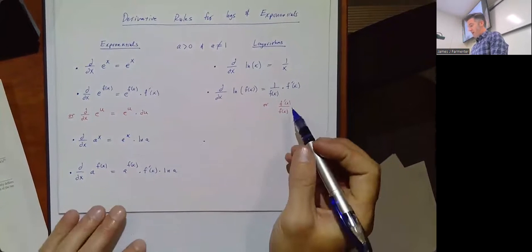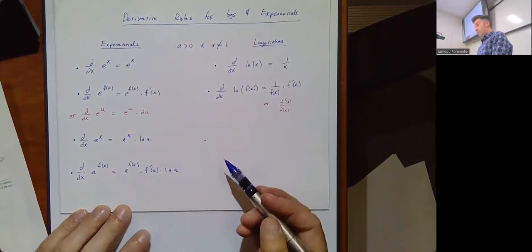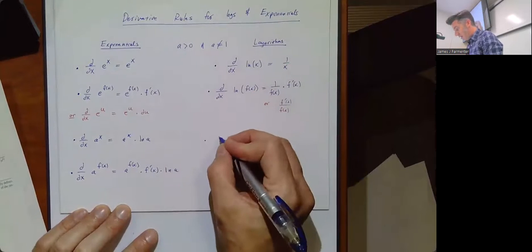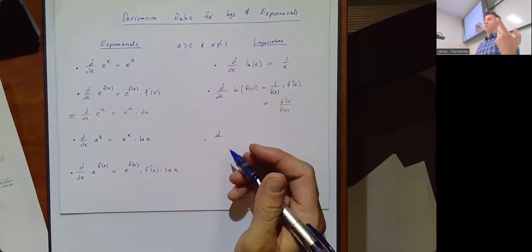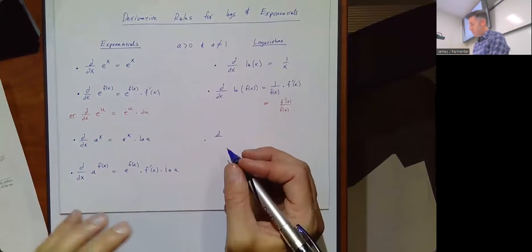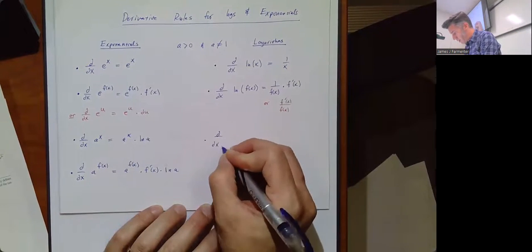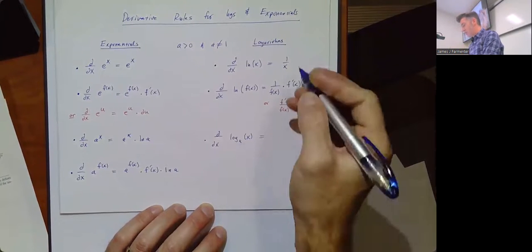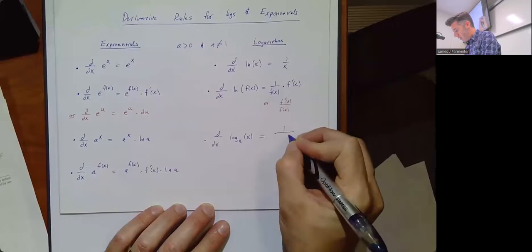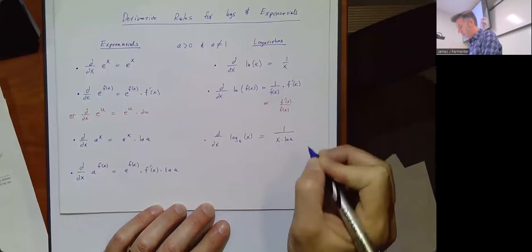In the same sort of way, for the other base versions of the logarithmic derivatives, instead of tacking on a natural log of a that you multiply by, you tack on a natural log of a that you divide by. So the derivative of log base a of x isn't just 1 over x, it's 1 over x natural log of a.